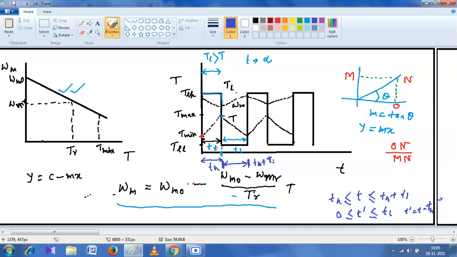So tell me, what is the starting point of the machine torque in this region, the region we just took? Now we are taking the time region 0 ≤ t' ≤ t_L. In this time region, what is the starting value, or initial value, of the machine torque?